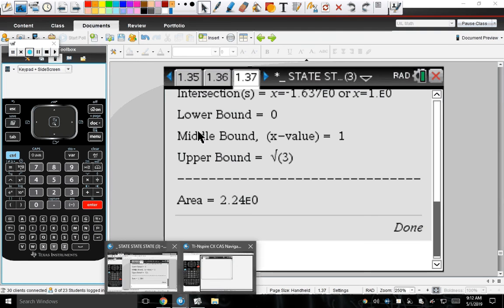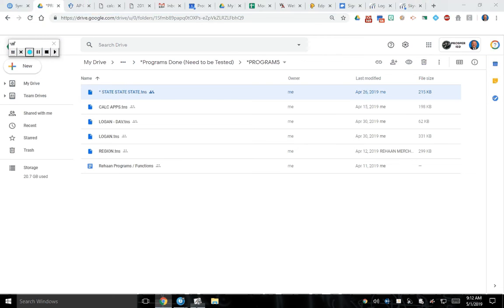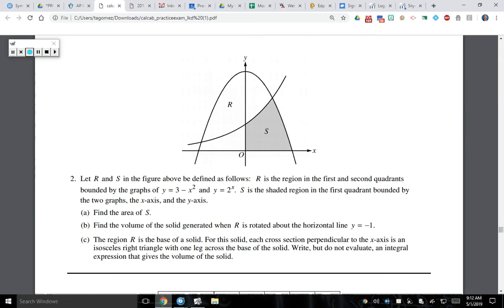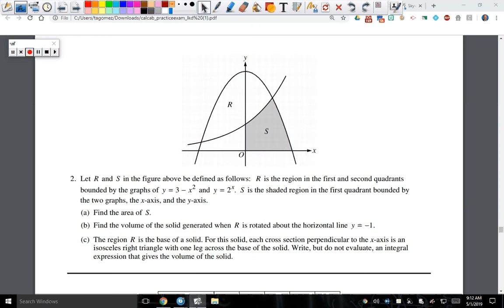Get enough practice with these programs though, just to make sure that you are in fact doing it correctly. Alright, so let's go back to our problems. Where were we at? Was it this one? No, it was that one. Okay, so we found the area. Good job.